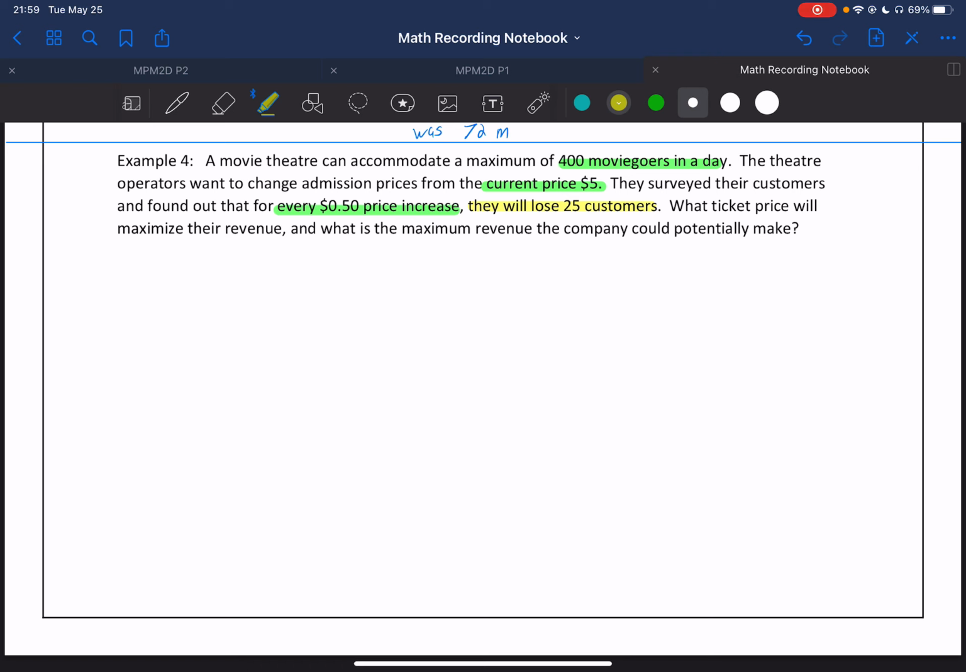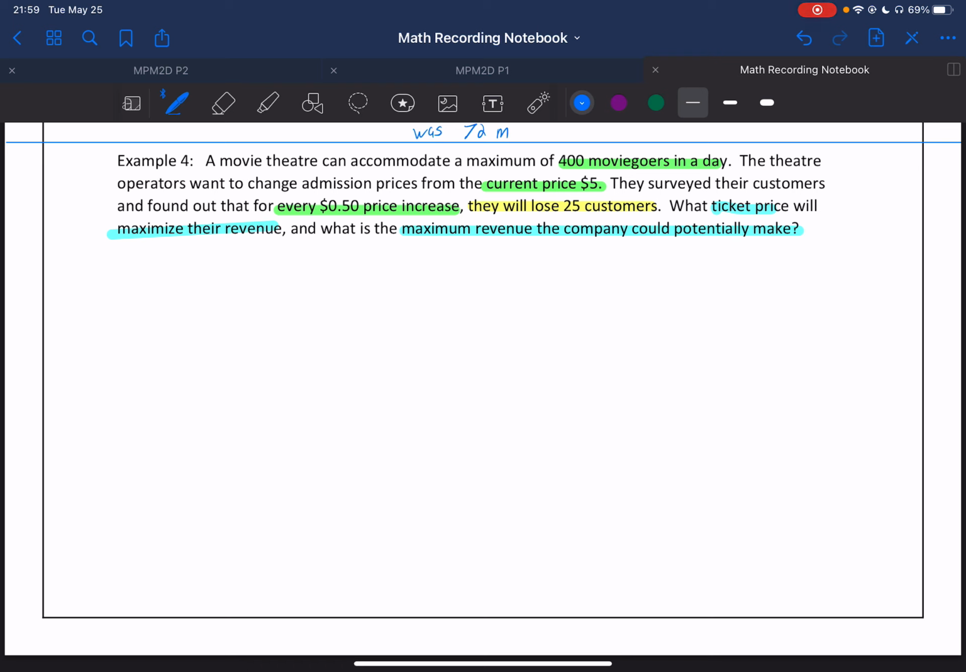The question's asking, what is the ticket price that will maximize their revenue, and what is the maximum revenue the company could potentially make? So we want to know the ticket price and we want to know how much money they could potentially make. What we're going to start off by doing is creating a couple of functions.